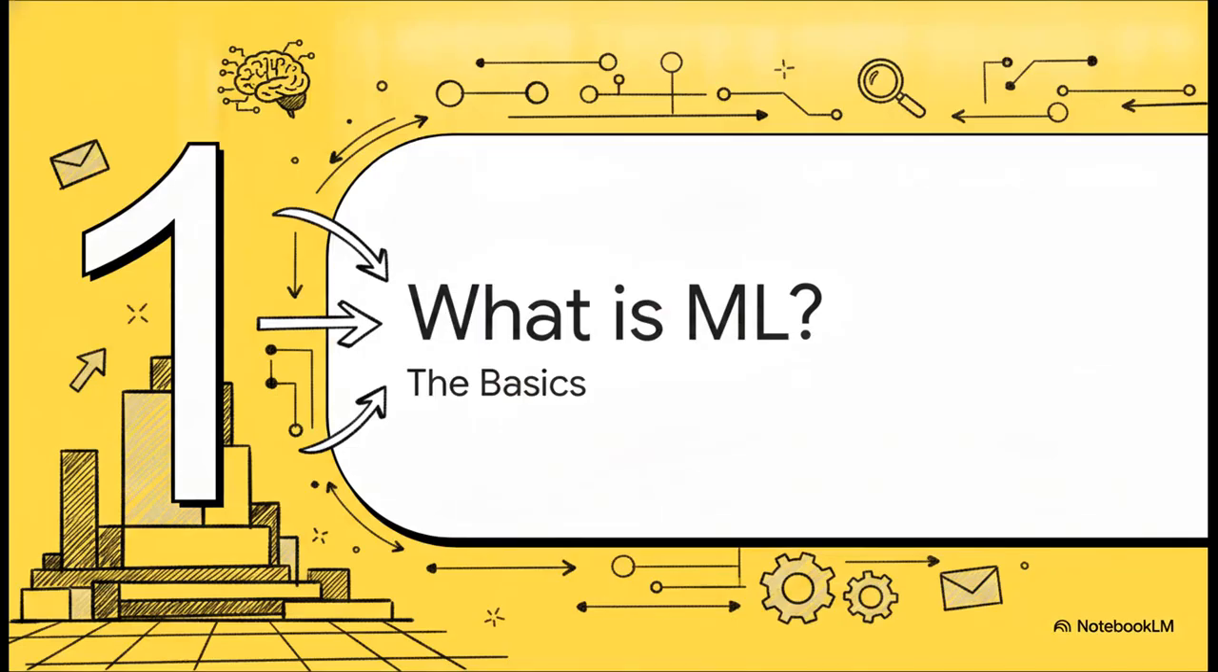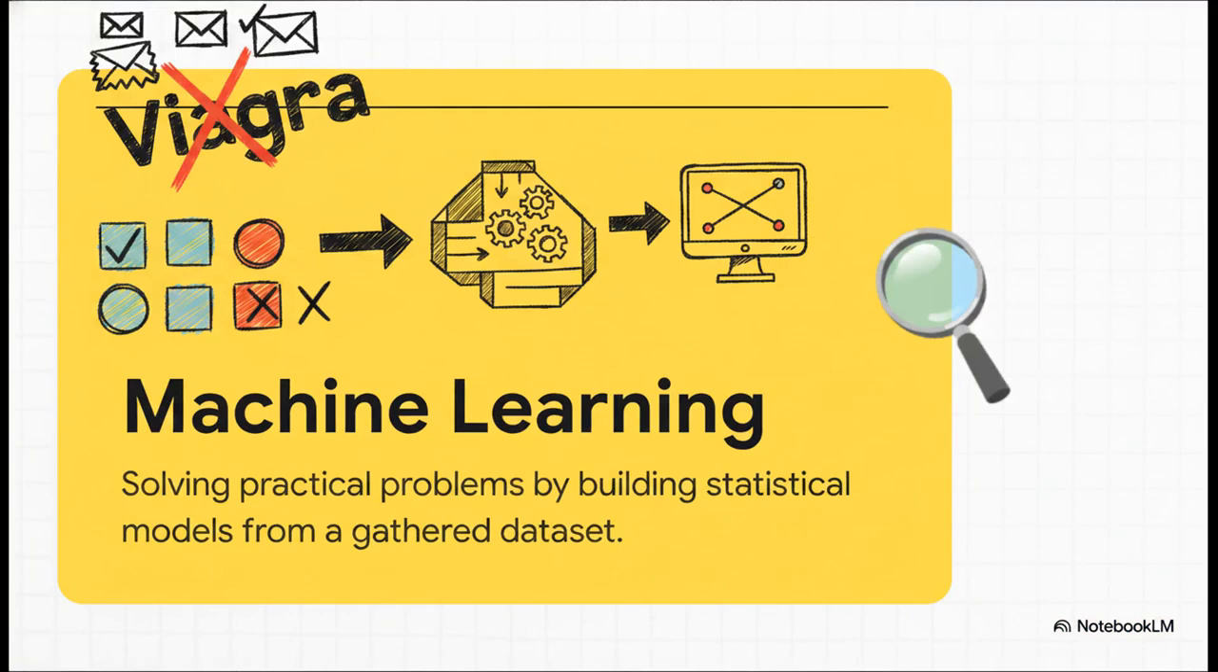What is machine learning? The basics. So we really need to start at the foundation here. What exactly is this technology everyone keeps talking about? Well, instead of explicitly programming rules, like manually typing out code telling a computer, hey, if you see the word Viagra, flag it as spam, we actually feed the machine a ton of examples. We let it algorithmically build its own statistical model based entirely on that data set. And honestly, that is the core paradigm shift of machine learning. We are solving practical problems through examples rather than hard-coded instructions.